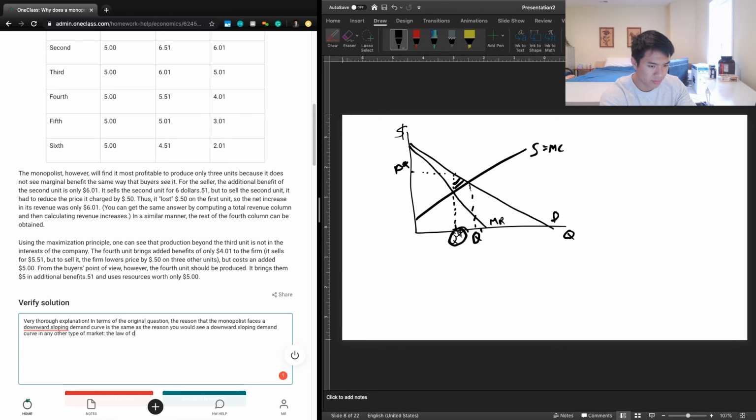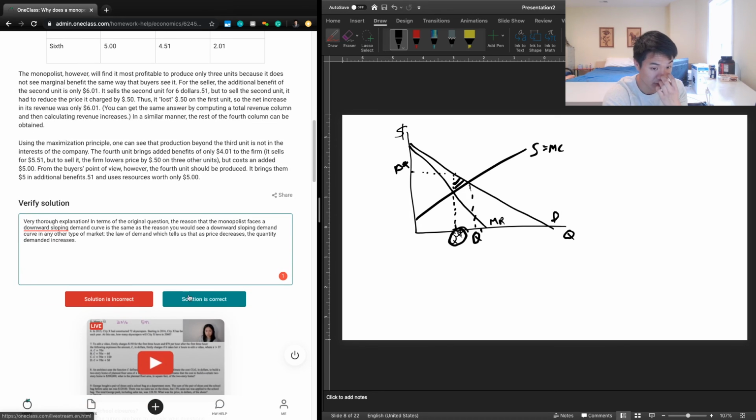The law of demand, which tells us that as price decreases, the quantity demanded increases. So that's going to be our final addendum to this question, and otherwise the solution is correct.